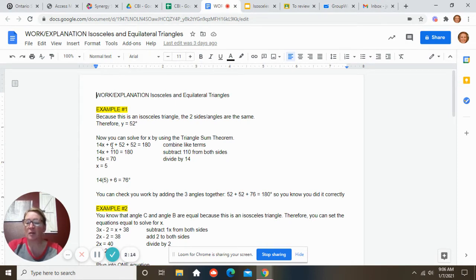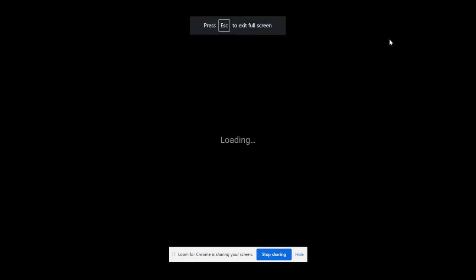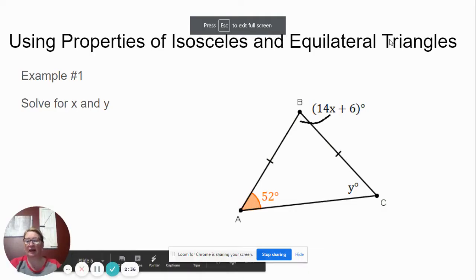Now we can set up our angle. The angle of 14x plus 6 plus those two 52s is equal to 180. And then we go down and solve for x and then plug it back in to find that that angle is 76. Okay, again, you can always check your work to make sure you did it correctly by adding your answers together and making sure that they equal 180.